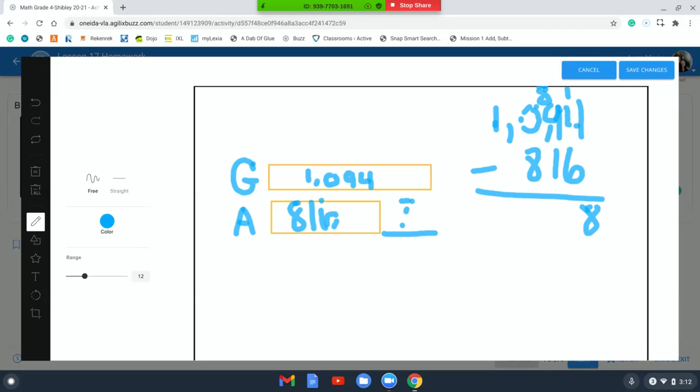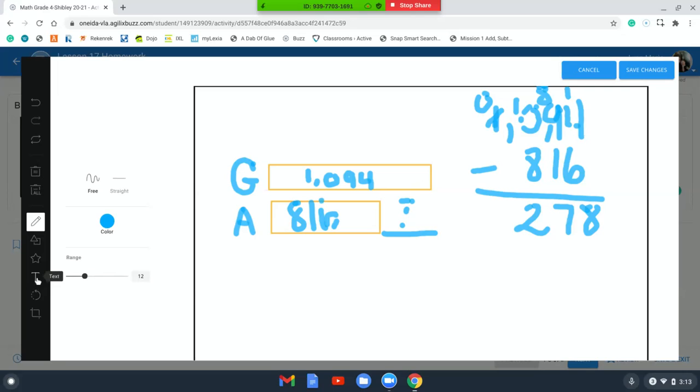I can take 1 away from 8, and that will be 7. I cannot take 8 away from 0, so I need to borrow from my next place value, which is the thousands place. So now I have 10 in my hundreds place, so 10 hundreds minus 8 hundreds would be 200. So 278 would be the difference.